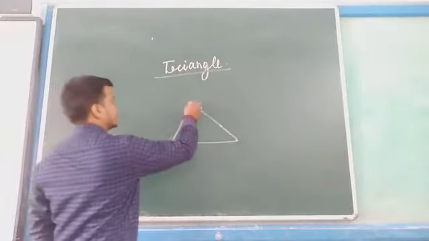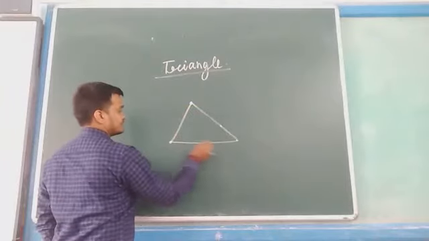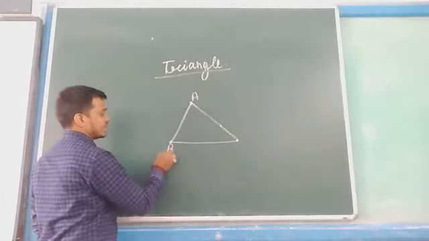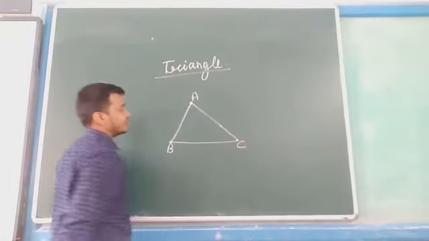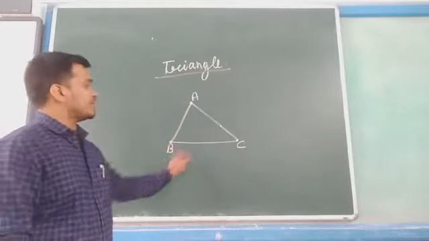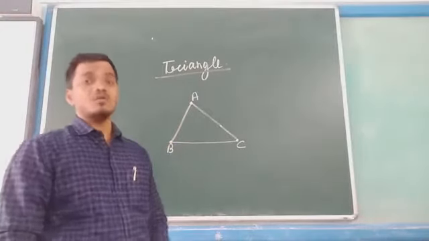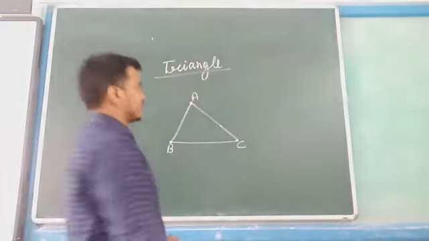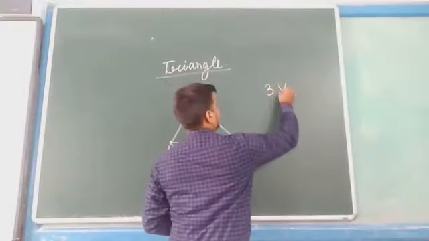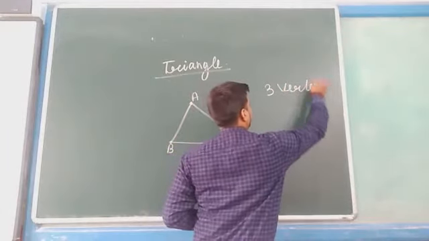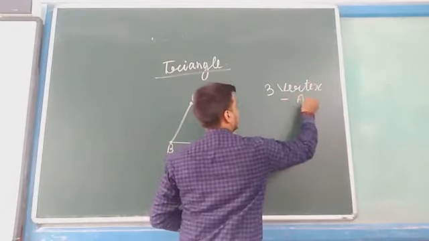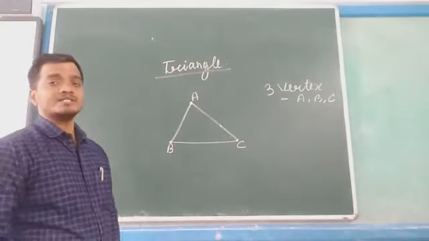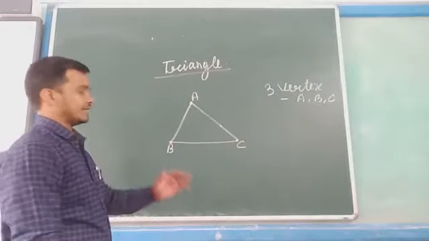When we want to give names to these points, suppose this is A, this is B, and this is C. So point A, point B and point C are known as the vertices of the triangle. So there are three vertices in the triangle. The three vertices of the triangle are A, B and C.